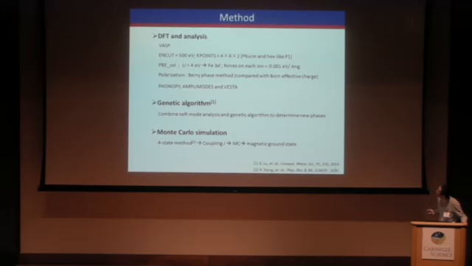So we are using those methods. First, the DFT calculations, I will just skip this, and the genetic algorithm combined with soft mode analysis to predict new phases. Also for the magnetic structure, we use DFT to generate exchange parameters and then put them into Monte Carlo to see the ground state.